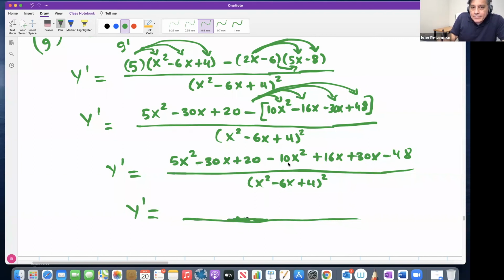5x squared minus 10x squared, negative 5x squared. Great. Now notice this guy, negative 30x, positive 30x, they cancel. 16x is left. 20 minus 48, minus 28. And that should be it.